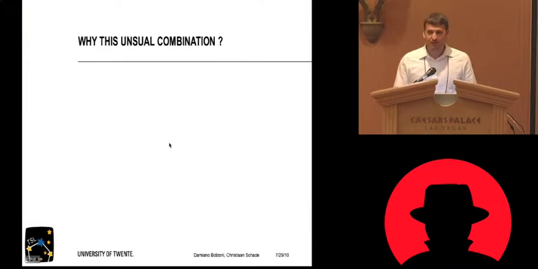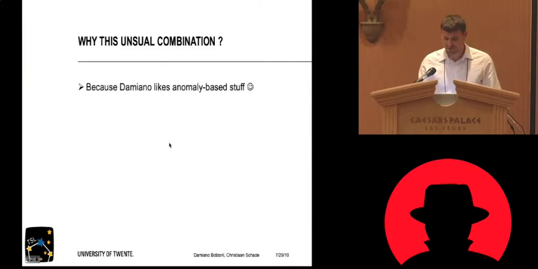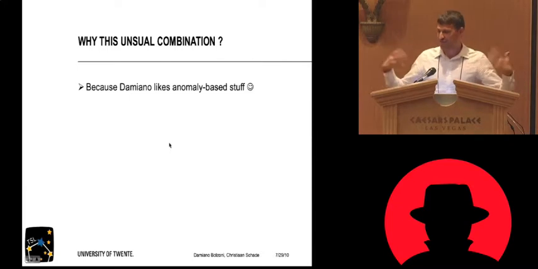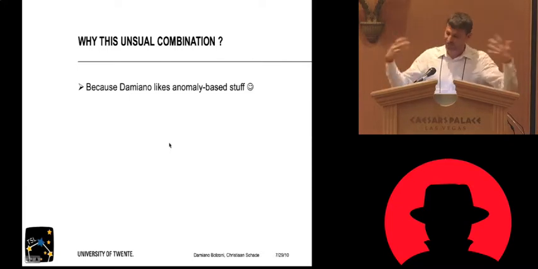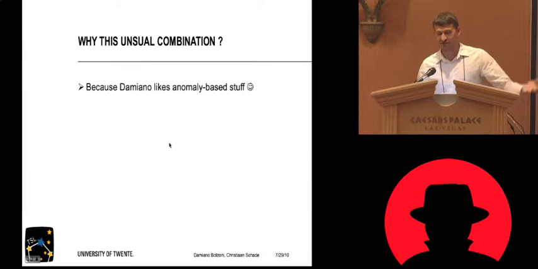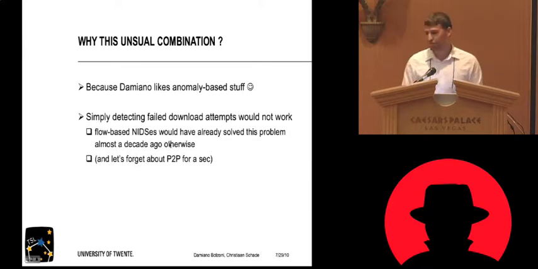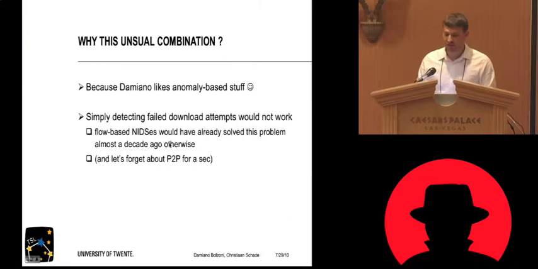And one could wonder why this unusual combination. Well, the first thing is because I like anomaly-based stuff. I like the concept that you detect things while they're happening, like, for instance, you detect the failed download attempts. And then you can wonder, okay, let's just detect the failed download attempts. No, because it wouldn't work. If that would work, then flow-based network intrusion systems would have already solved the problem years ago, and they didn't.